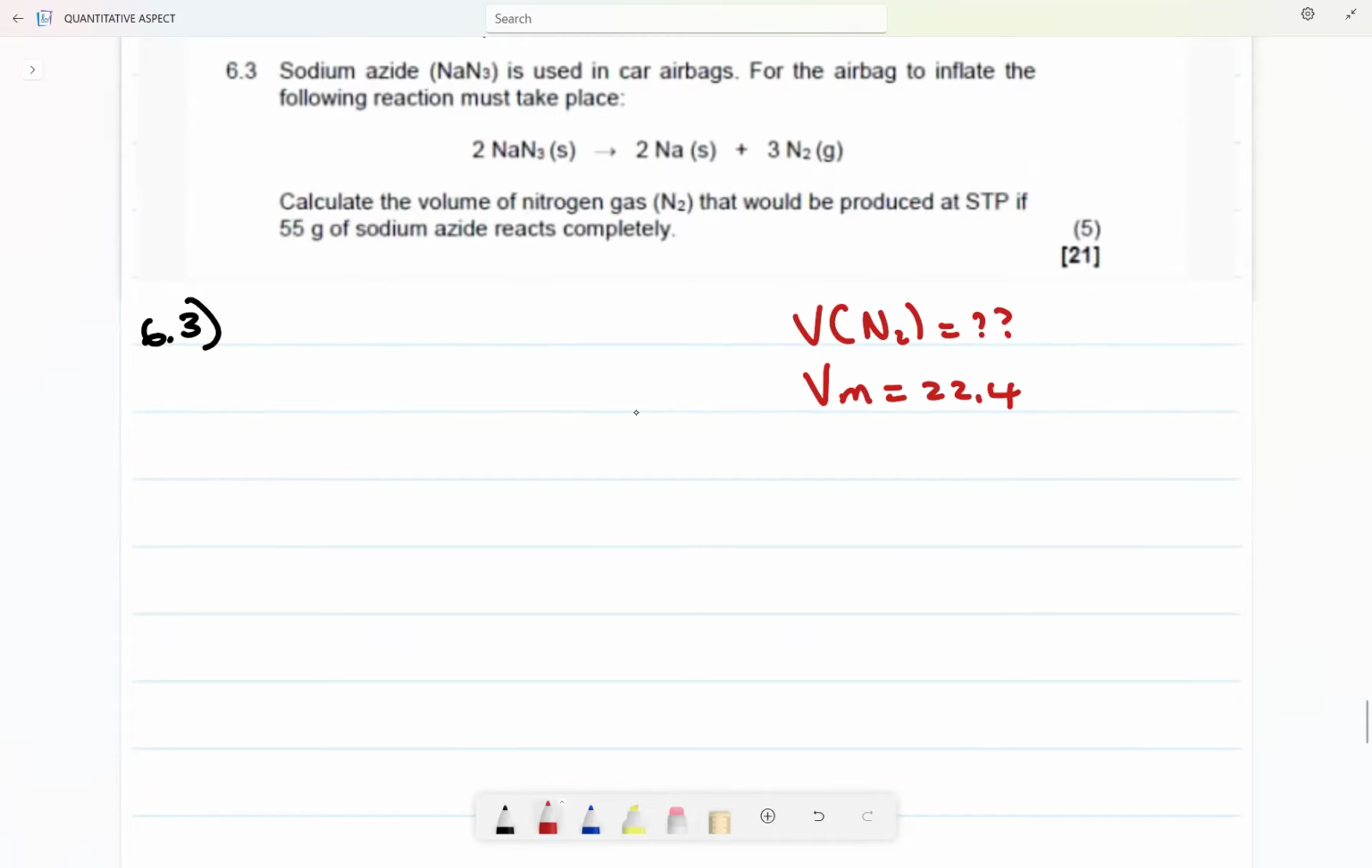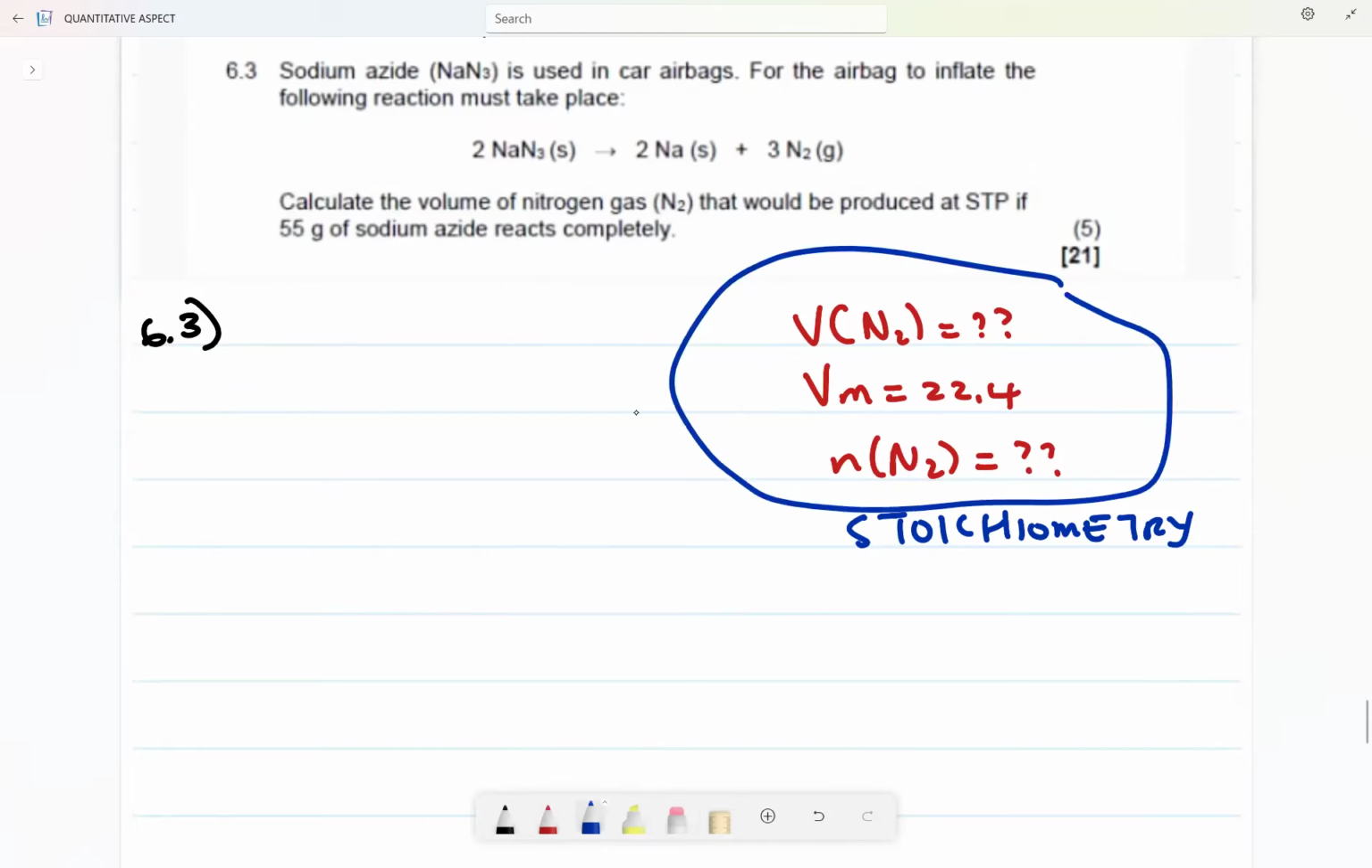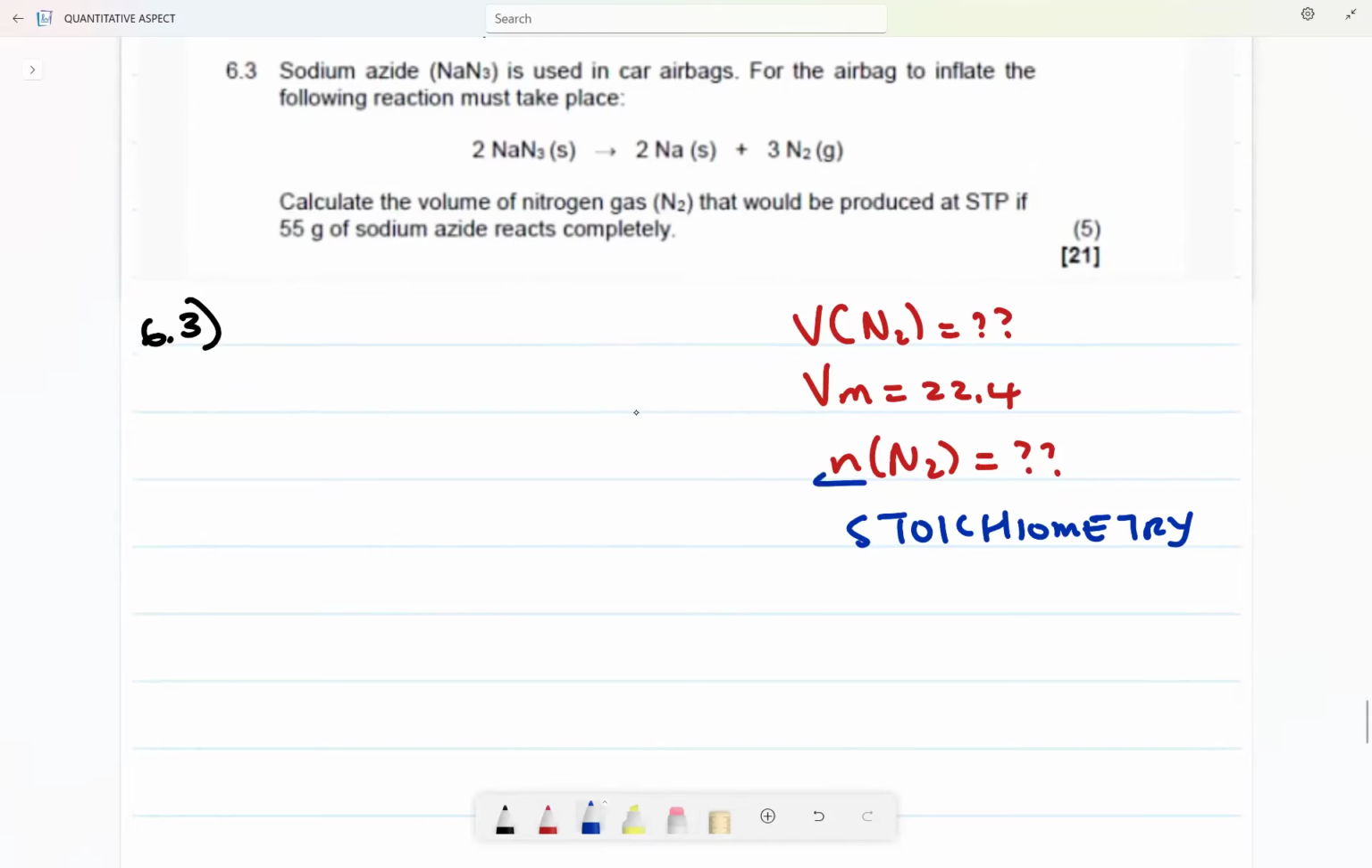Then, can I calculate now the volume of this one? Remember, I need the number of moles of N2, right? Do I know it? No. Then I need stoichiometry. Remember, on every data that you have, number of moles is either there or it is unknown, and it is always there in all the formulas. So now, if I'm going to use stoichiometry, I need my known.